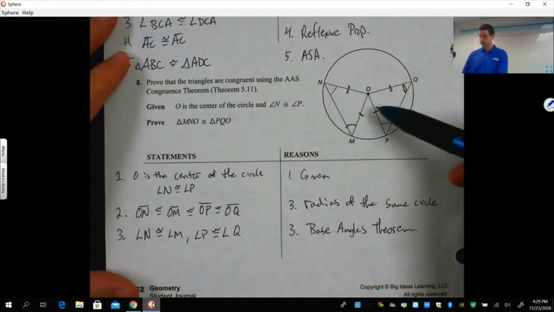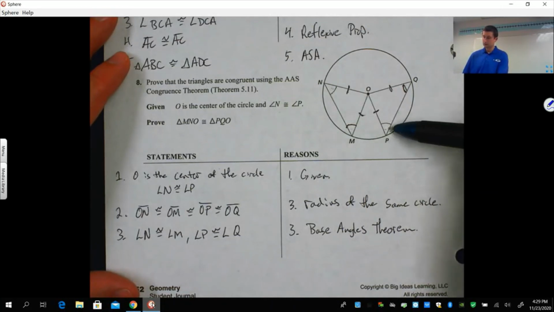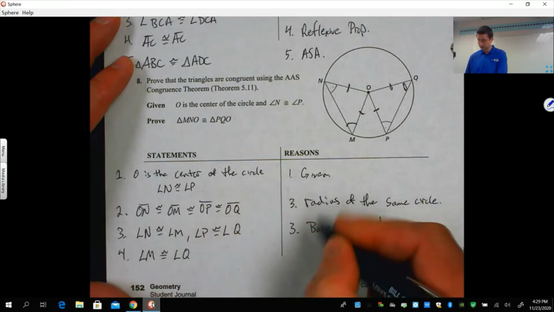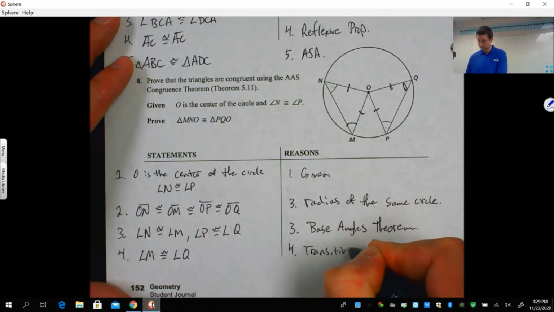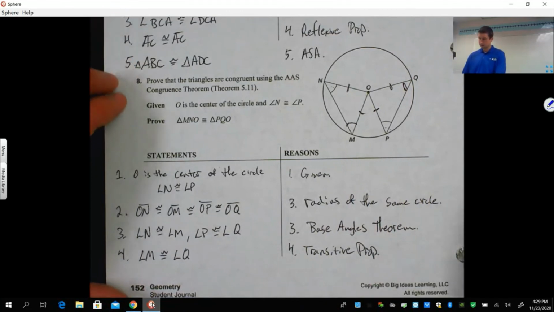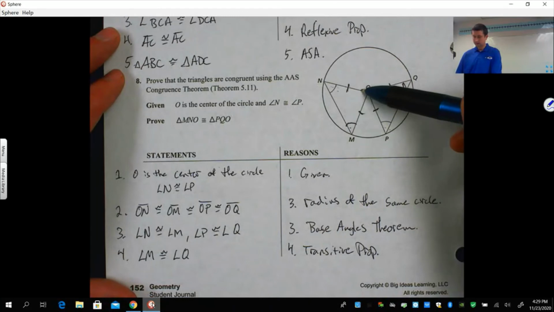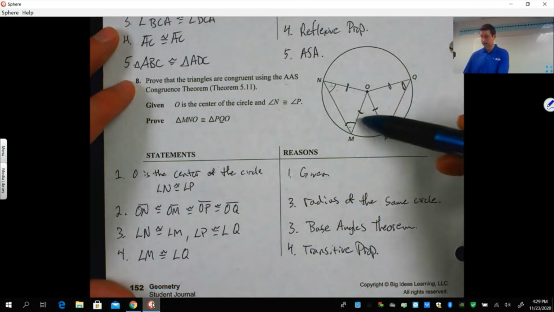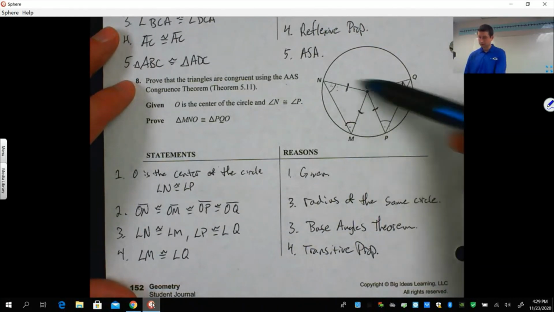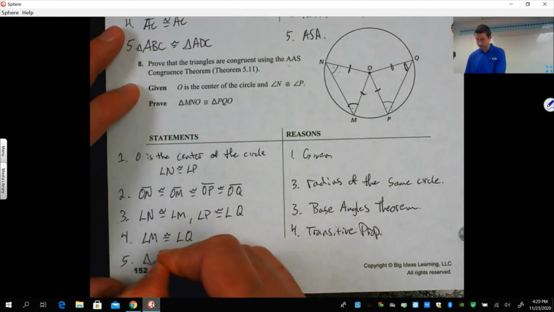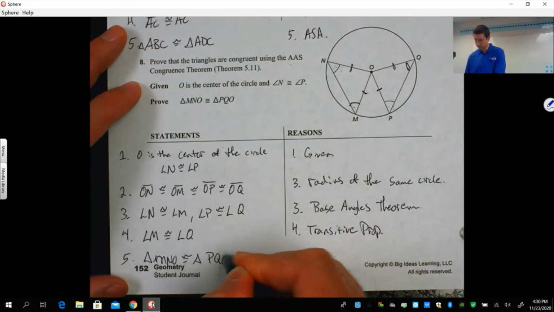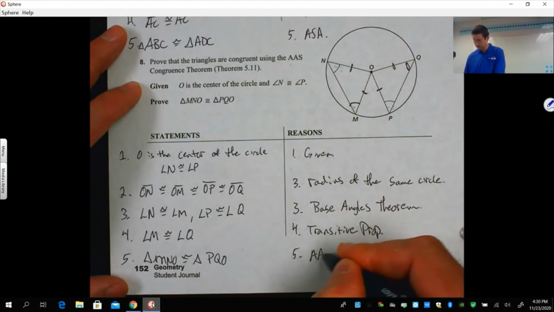So since M is congruent to N, N is congruent to P, P is congruent to Q, we can show that angle M is congruent to angle Q. That would be the transitive property. So we have angle, and then we have a side. So angle, angle, side is what we're using there. So we know N is congruent to P, we've proven that M has to be congruent to Q, and then we know all those sides are the same length. So we can conclude triangle MNO has to be congruent to triangle PQO, and that's the angle-angle-side congruence there.